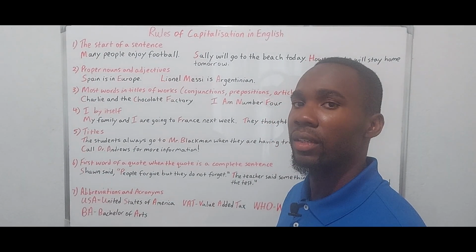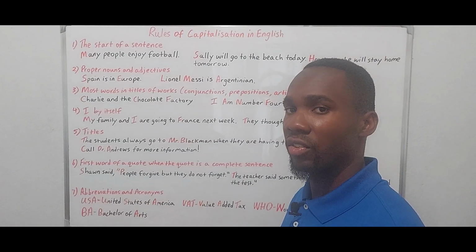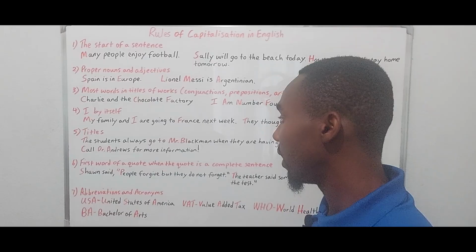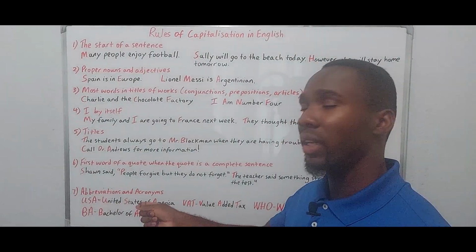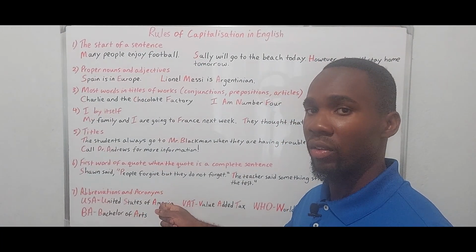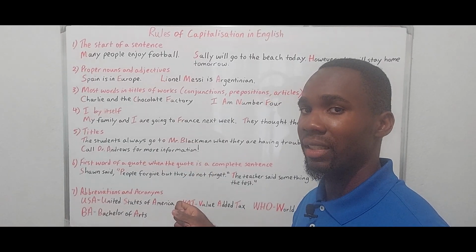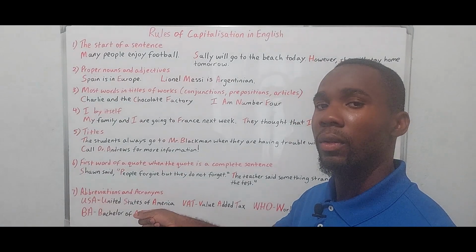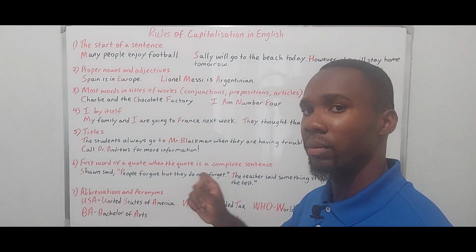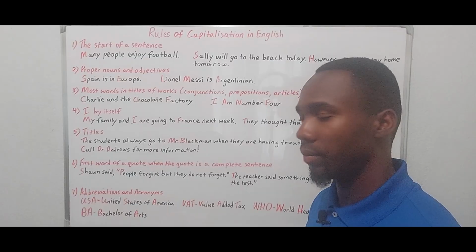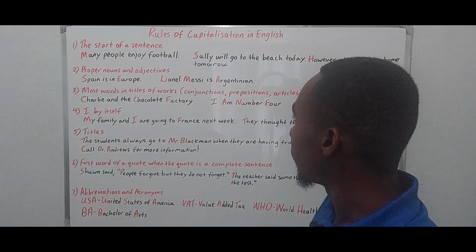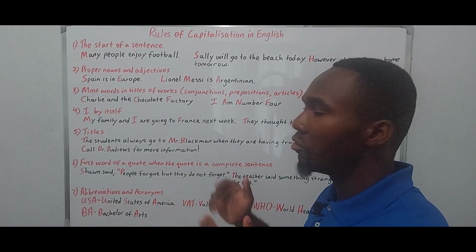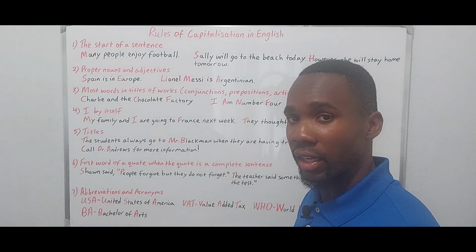So if we are writing and we want to use these abbreviations, every letter must be in uppercase. All right, and if we're spelling it out, be sure that each of the words that is represented by the letter is put in uppercase. Right. So these are 7 rules of capitalization in English.